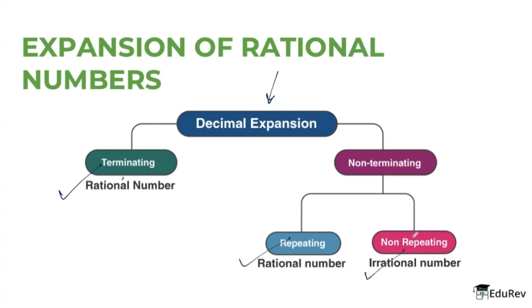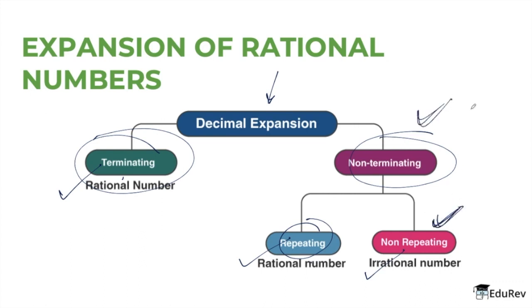And this is exactly what I told you when I told you the tricks of how to find out the rational numbers. That is, if you have a repeating non-terminating decimal expansion, then that is your rational number. Or if you have a terminating decimal expansion, then that is your rational number. Similarly, if you have a non-repeating, non-terminating expansion, then that is going to be your irrational number.